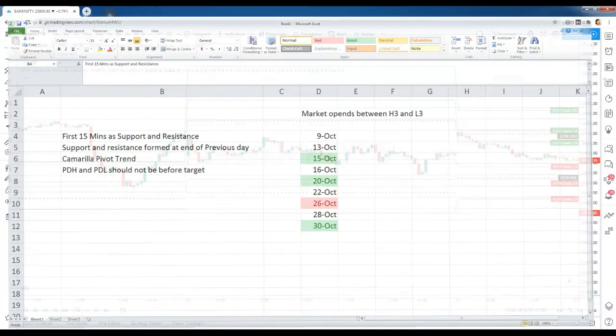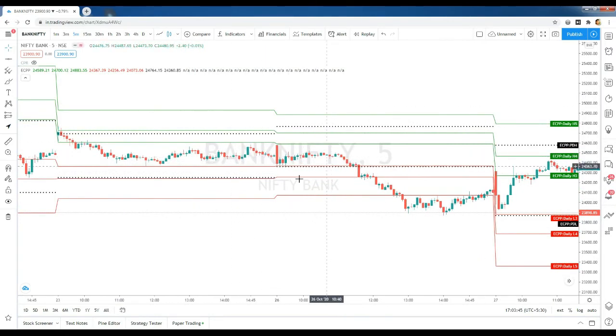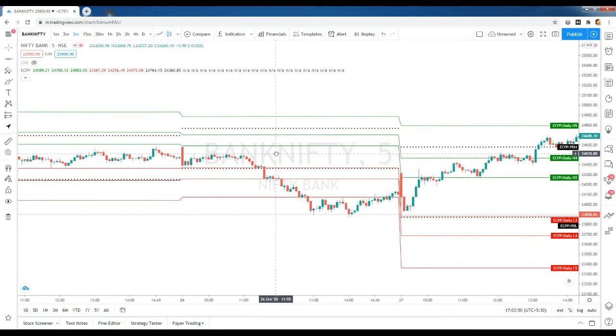Next trade is 26th of October, and in this Camarilla, we can't identify the trend because it is actually inner Camarilla lines. We don't have a trend here.